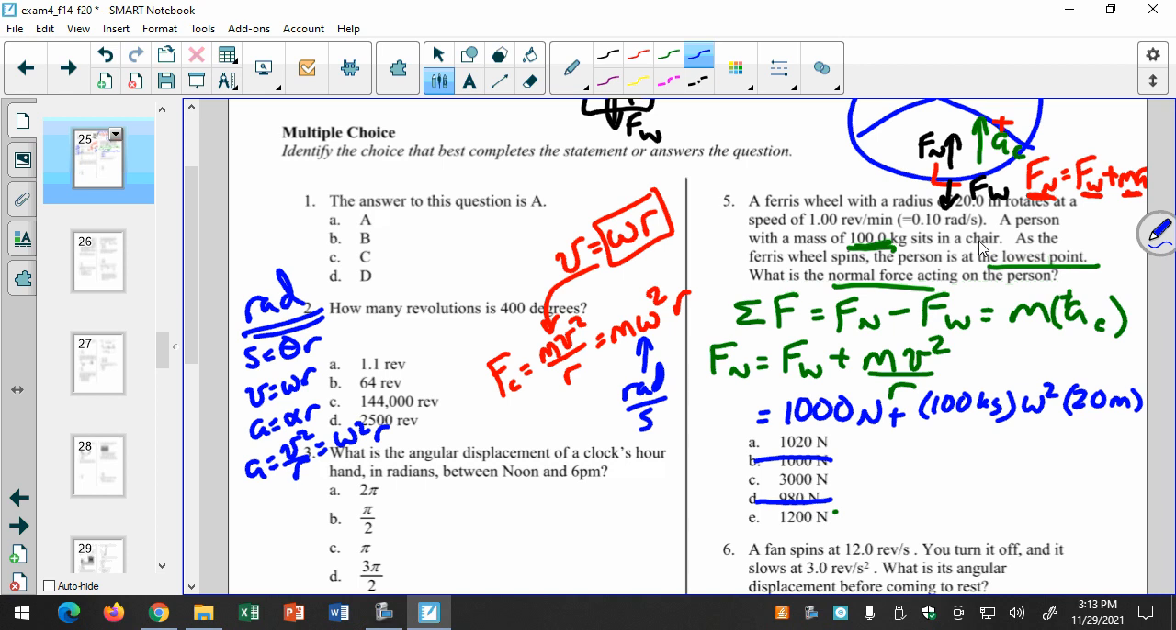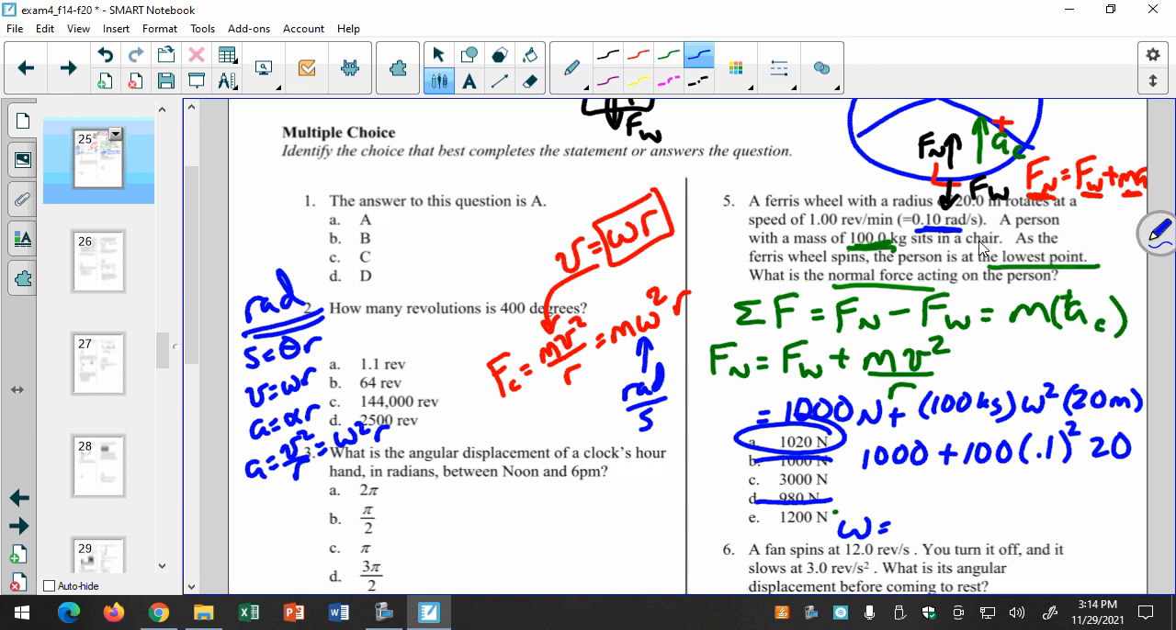Now I need to figure out what omega is. This is a hard problem. This is probably going to be a free response problem, by the way, on your exam. So omega, to find out omega, oh look, I've already given you omega, is 0.1. So it's going to be 1,000 plus 100 times 0.1 squared times 20. And so that's going to be 1,020 is the answer.